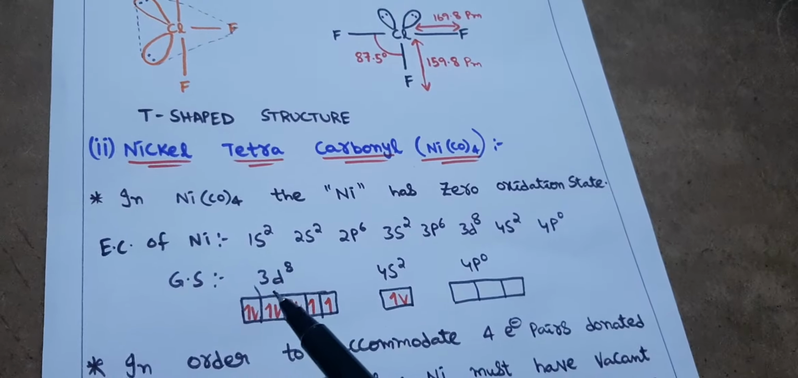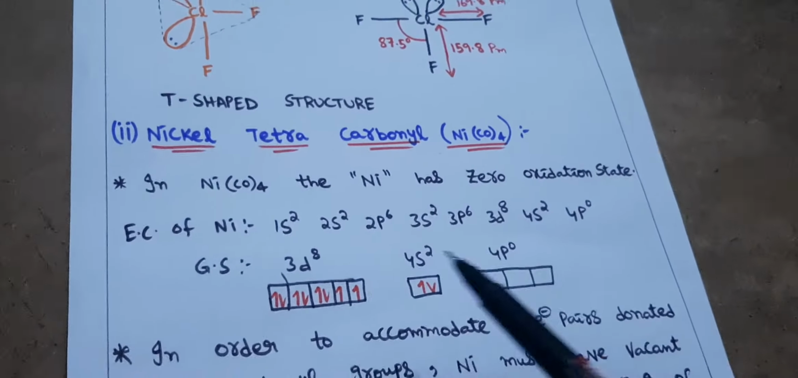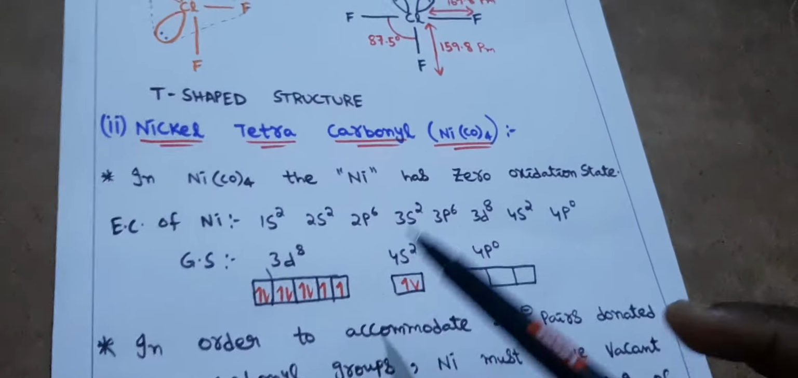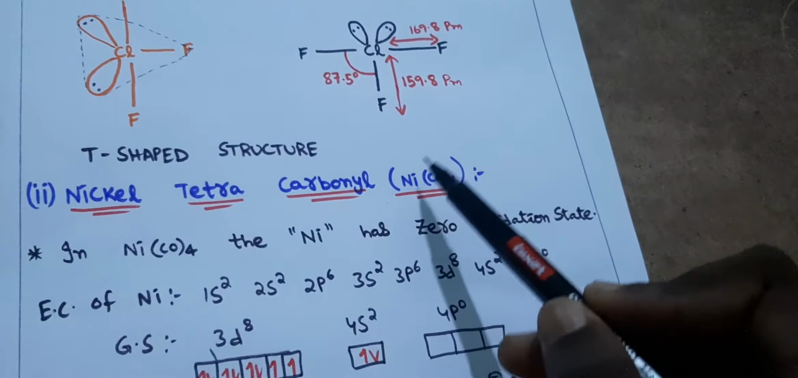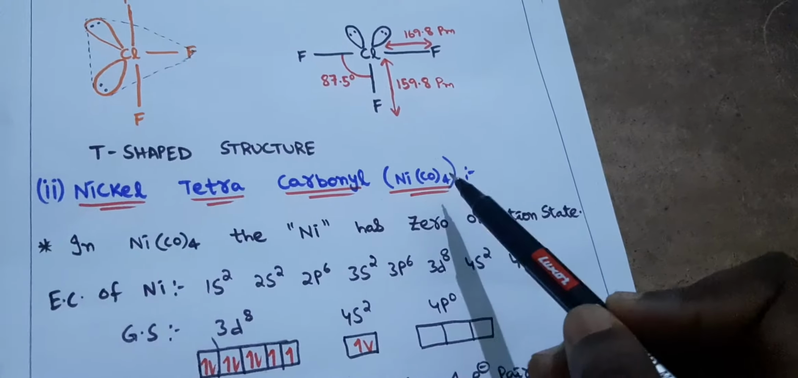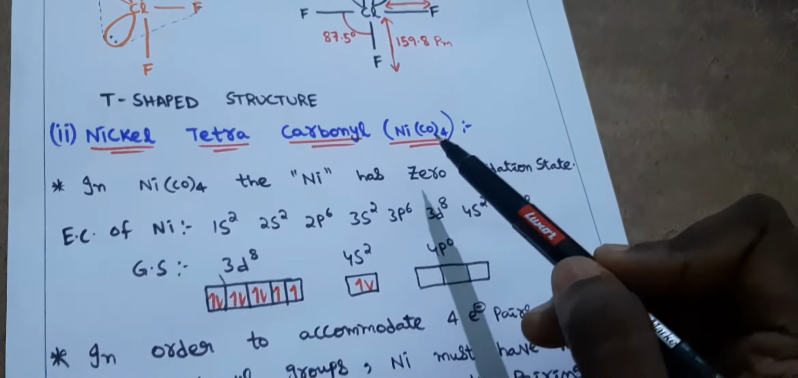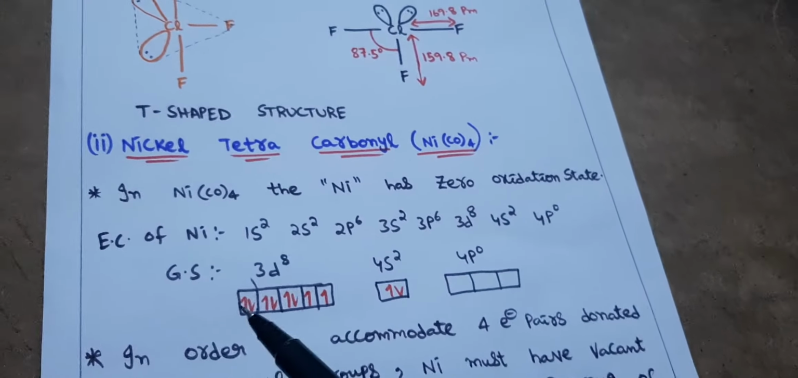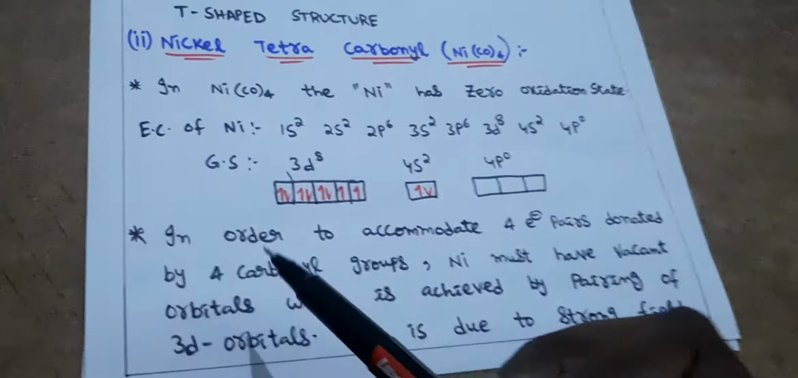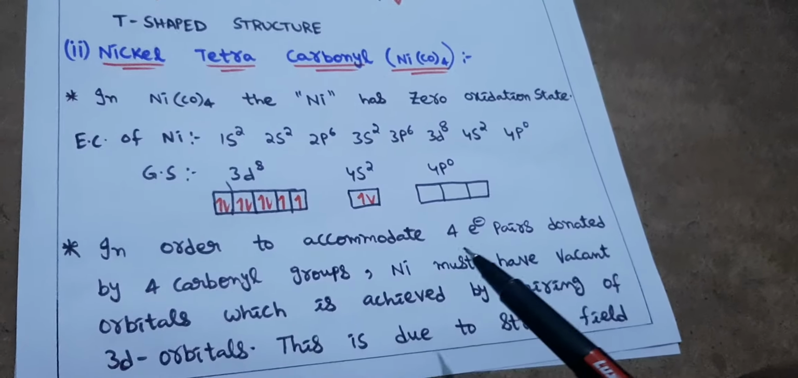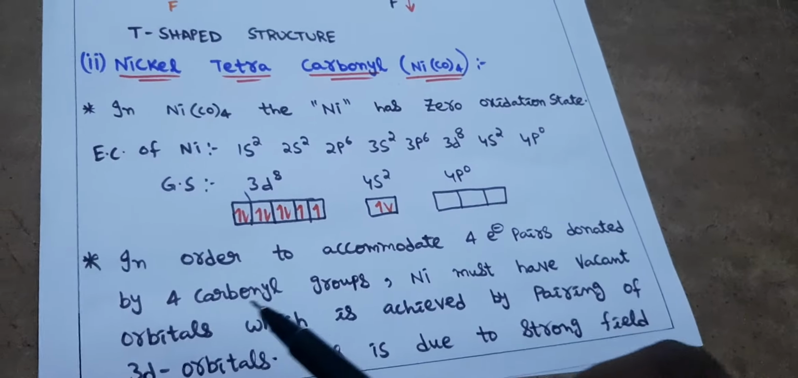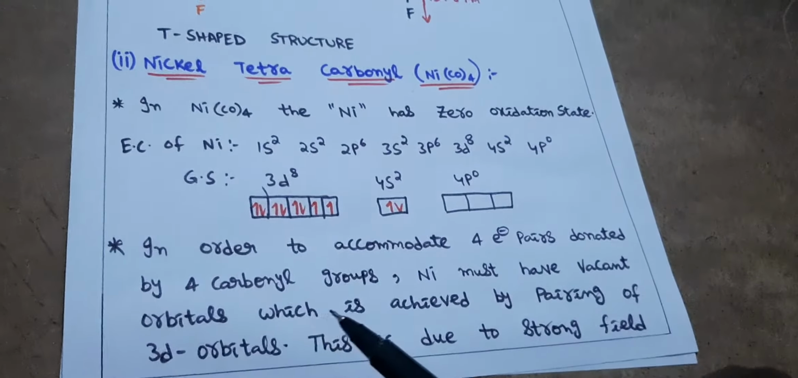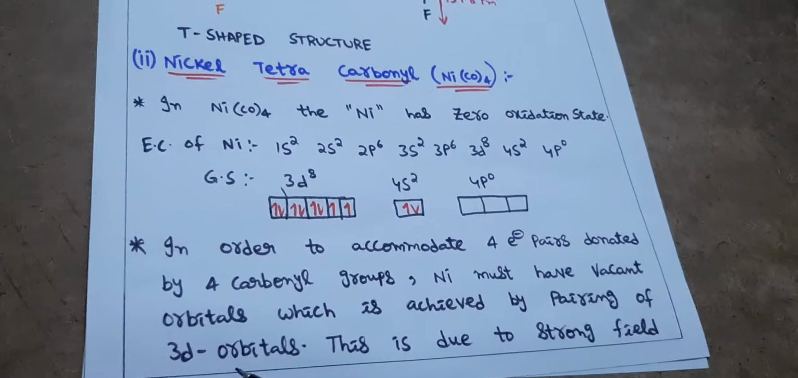The ground state is 3d8, 4s2 and 4p0. The electrons will be filled in this manner. But here we have the carbonyl group. It is a strong field ligand. In strong field ligands, the electrons pair up. So, in order to accommodate 4 electron pairs donated by 4 carbonyl groups, nickel must have vacant orbitals, which is achieved by pairing of 3d orbitals.